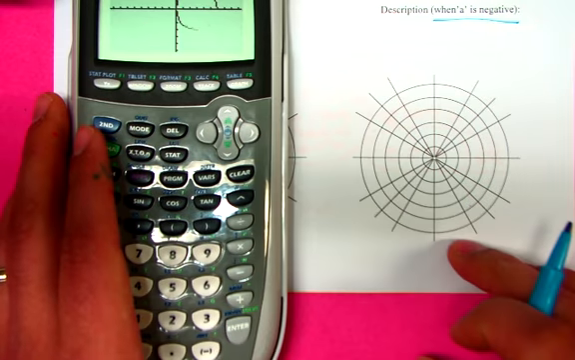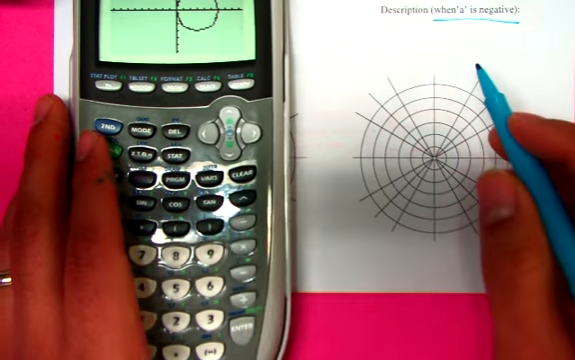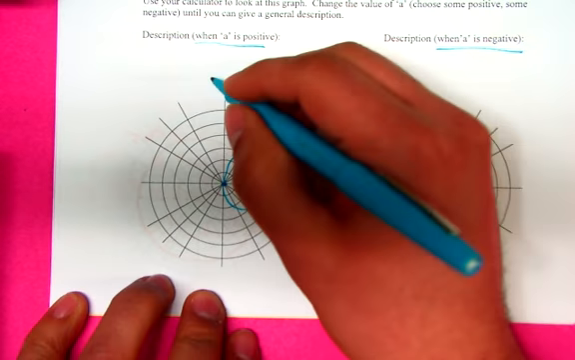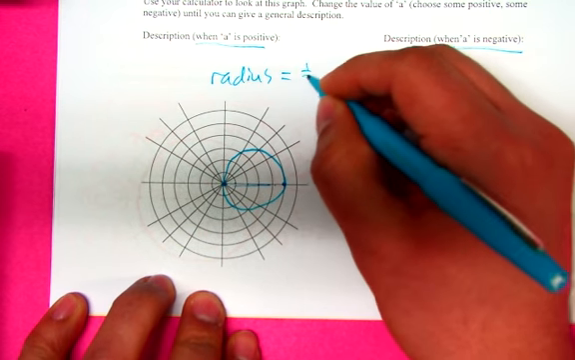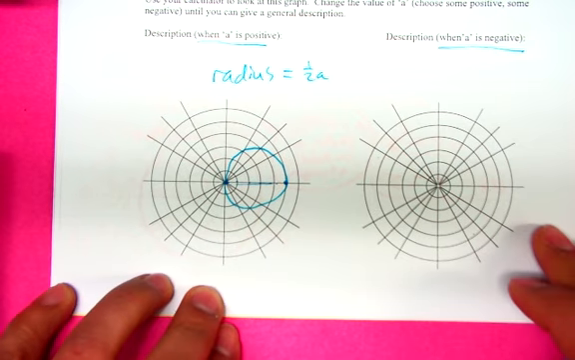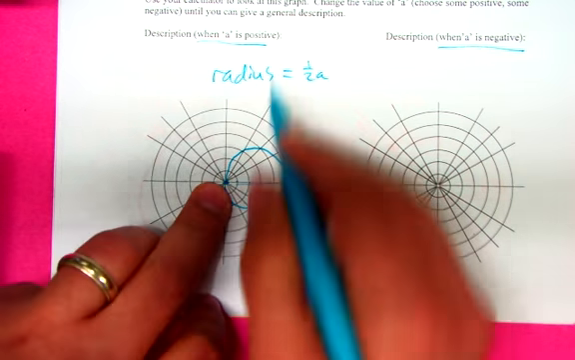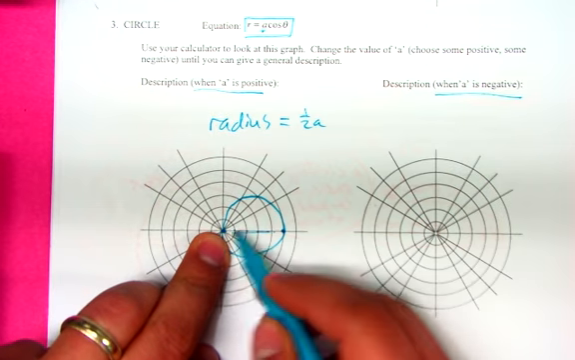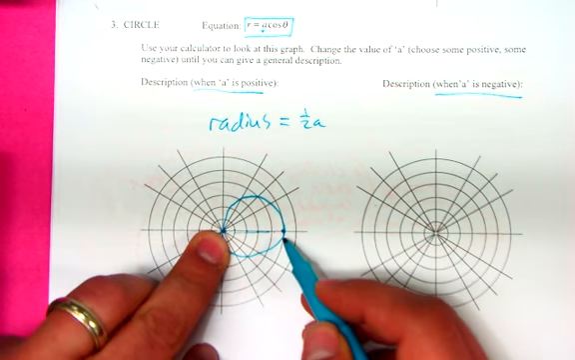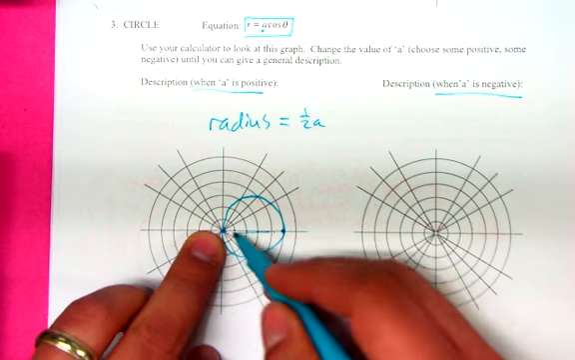If you go 1, 2, 3, 4, 5, 6, it looks like a circle. What's the radius? 3. Good. So the radius is going to be half of A. But I really do like the way Ashley said it. This number here, this A, tells you how far out to go from the pole. And then you just make a circle where those are the diameter.